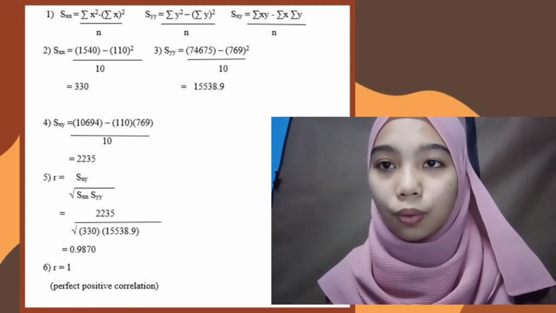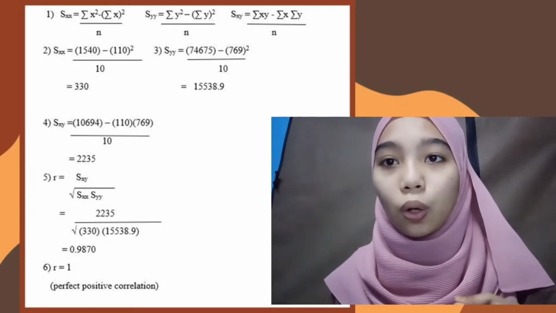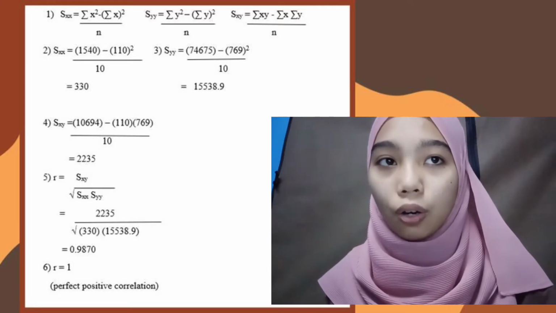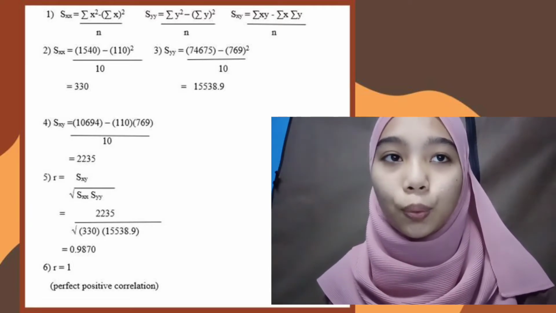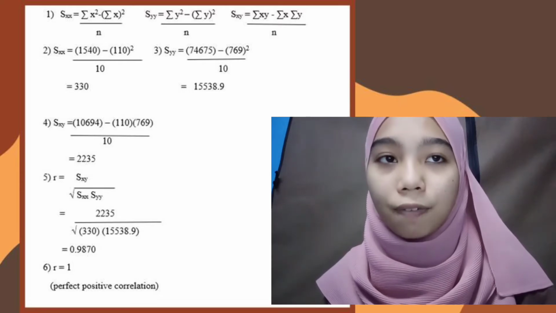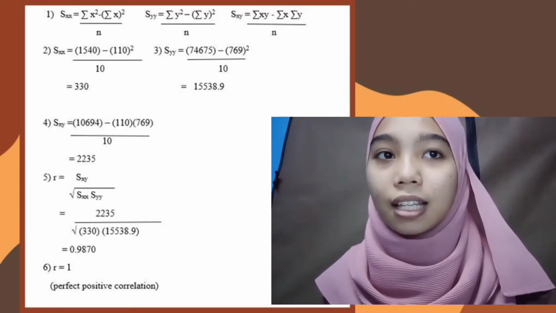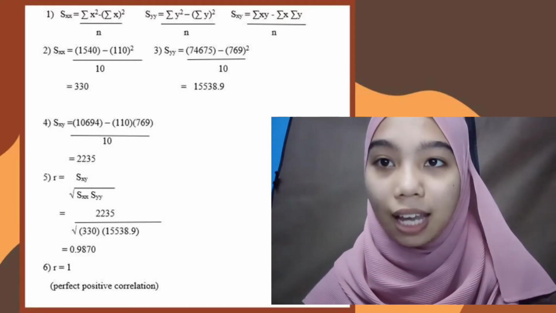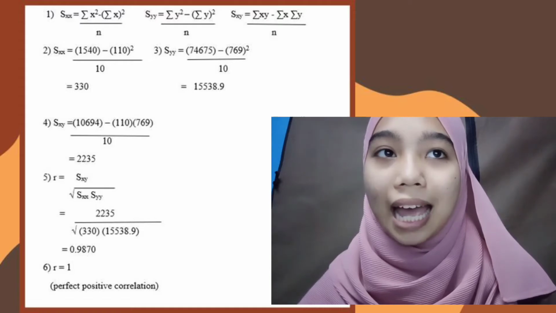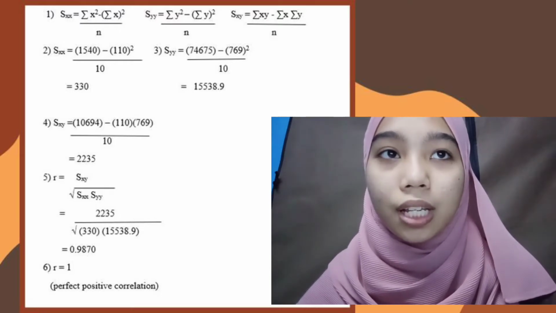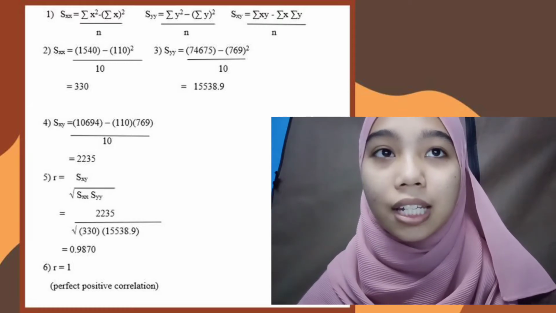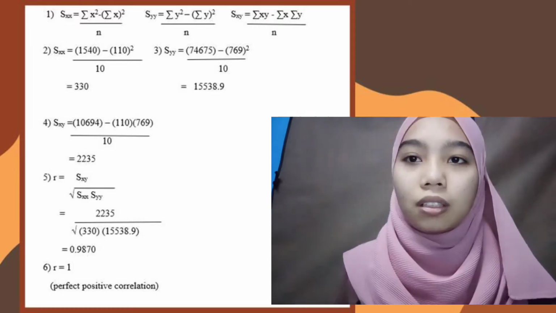To calculate the correlation coefficient, we use the formula r = Sxy divided by the square root of Sxx multiplied by Syy. To calculate Sxx, we use the formula Sxx = summation x squared minus (summation x) squared divided by n.